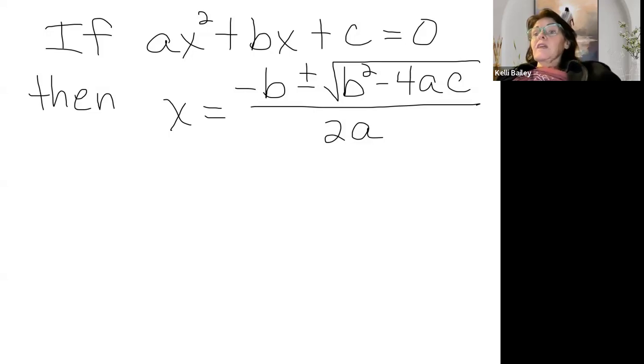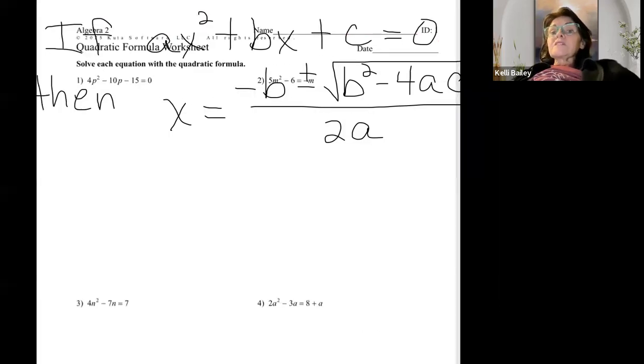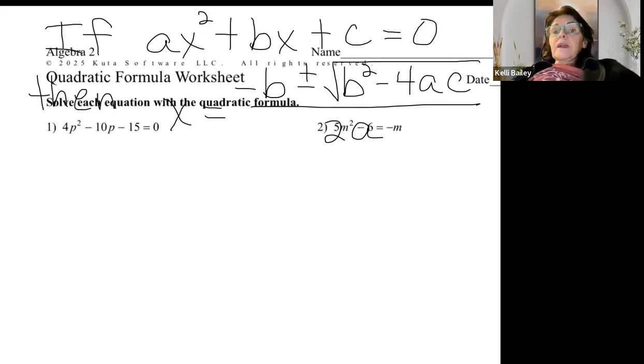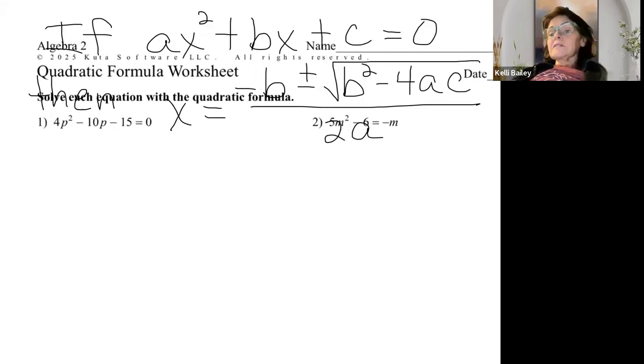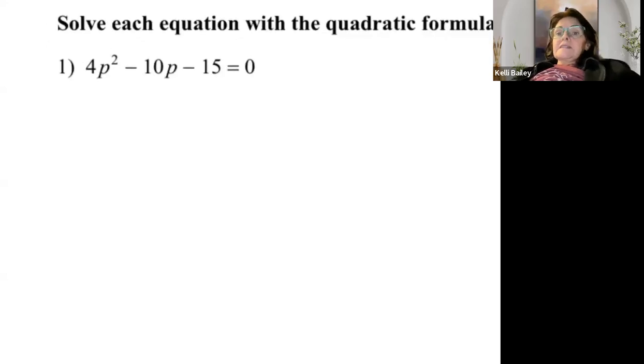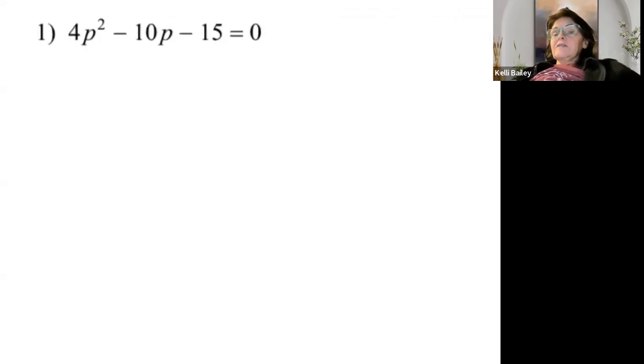Very important to note that it has to equal 0. It has to be a quadratic equation, and it has to be set equal to 0. Otherwise, it doesn't work. Okay, so using that, we're going to do this worksheet. So this very first one, we've got 4p squared minus 10p minus 15, and that one's already set equal to 0.